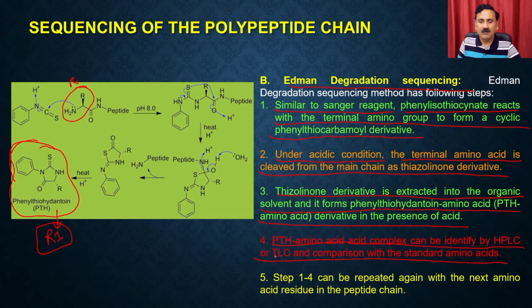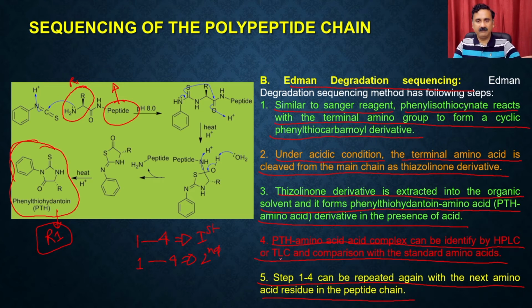Once you have done steps 1 to 4 for the first amino acid, you can do steps 1 to 4 again for the second amino acid, because the first amino acid has been released. The remaining peptide chain is still there, so you can use that and do another round. If you continue like this, it keeps giving you the amino acid sequence from the N-terminus side. Steps 1 to 4 can be repeated for the next amino acid in the polypeptide chain, and that is how you get the whole sequence. If you have different fragments and put them together, it gives you the complete sequence of the protein or peptides.